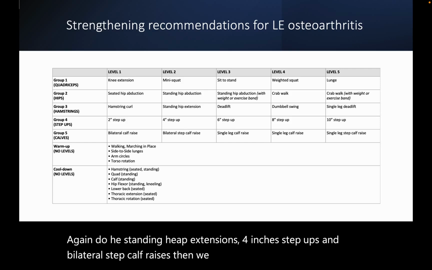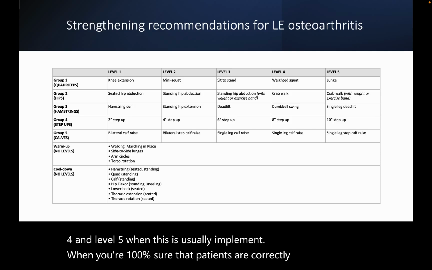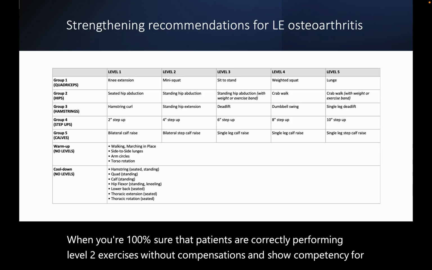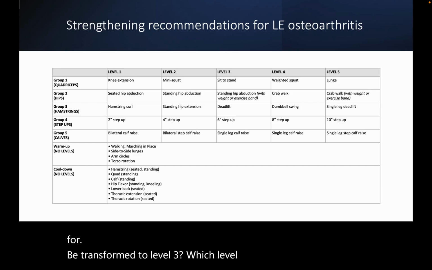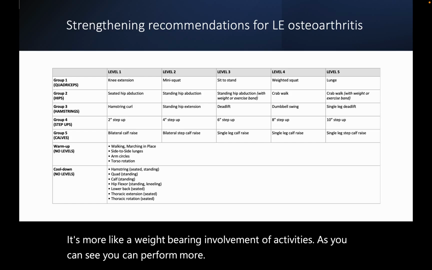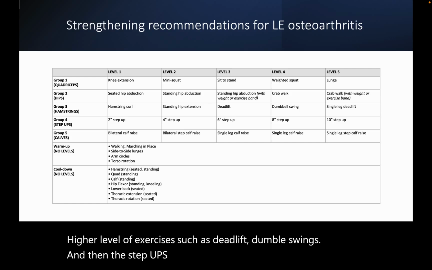Then we're going to shift to level 3, level 4, and level 5. This is usually implemented when you're 100% sure that patients are correctly performing level 2 exercises without compensations and show competency to progress to level 3, which starts with sit to stand. It's more like weight bearing involvement of activities. As you can see, you can perform higher level exercises such as deadlift, dumbbell swings, and the step up is going to be increased to 6 inches, 8 inches, or 10 inches.